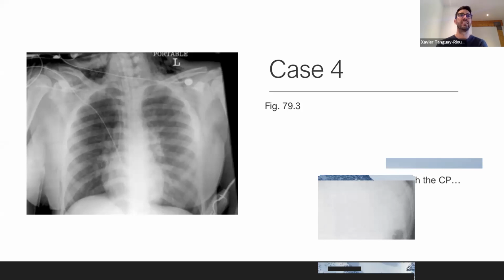Anyone can describe what they see on there? I don't know if the picture is easy to see on your screens, but I think you can probably. There's much air in the neck, pneumomediastinum, exactly. So you make a diagnosis of Boerhaave syndrome, exactly.